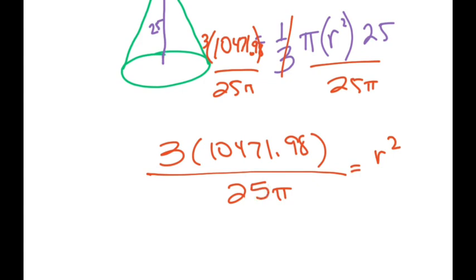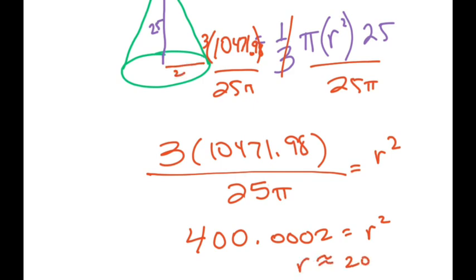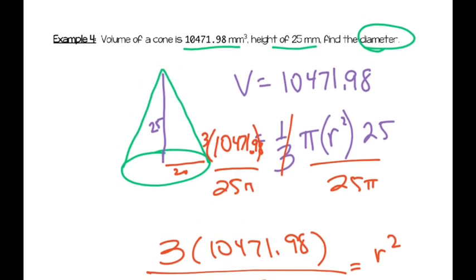Okay, put it in your calculator, and you should get 400.0001. So about 400, I guess if you wanted to go all the way out there, is equal to r squared. And so you take the square root of that, and that's going to be right about 20. And so the radius is about 20. Now, that wasn't the question, though. So let's go back and look at what the question is, what is the diameter? So you're going to say the diameter equals 40. And that's going to be in millimeters.